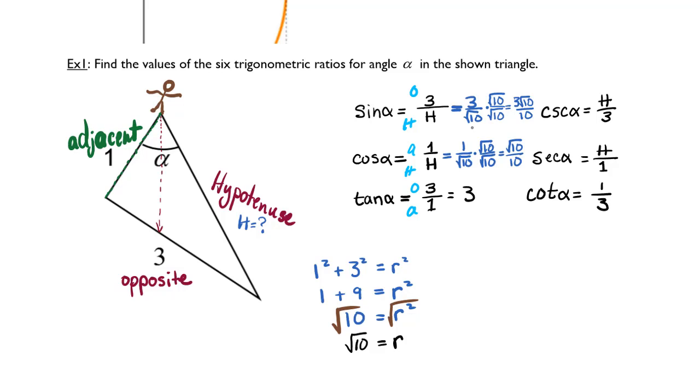And now if we think about this, before I rationalized, the ratio was 3 over root 10 for sine of alpha. So I'm just going to use that for my cosecant alpha because it's just the reciprocal. So I'll have root 10 over 3. Secant alpha will be root 10 over 1, so just root 10. And cotangent of alpha is still just 1/3.